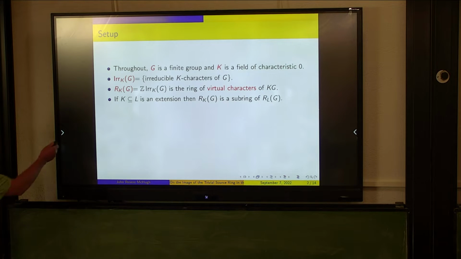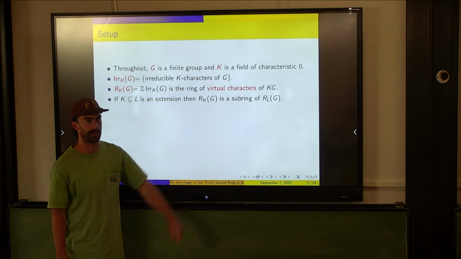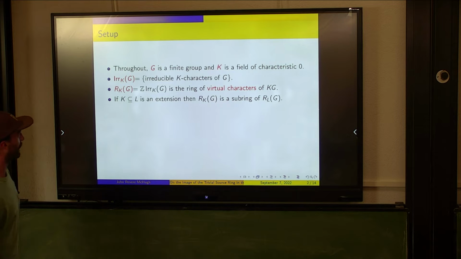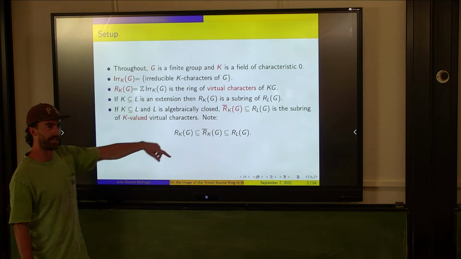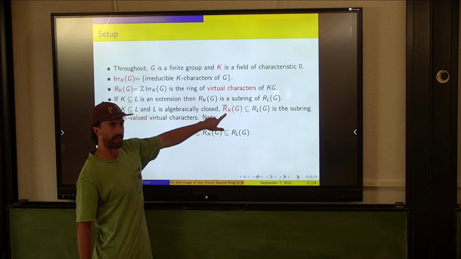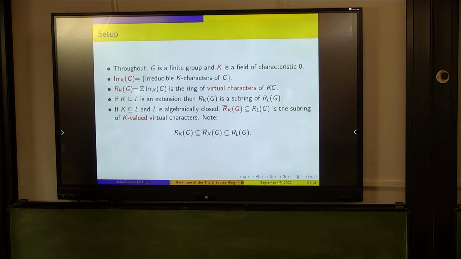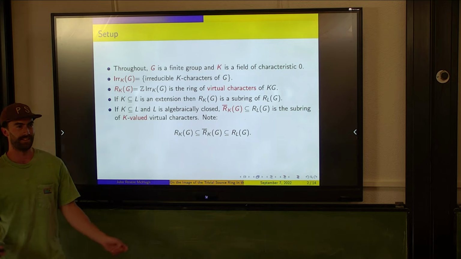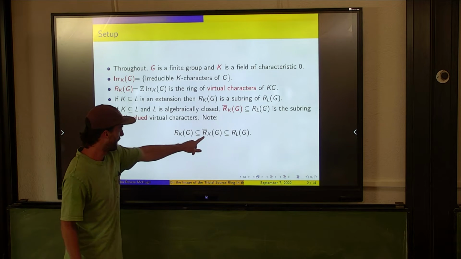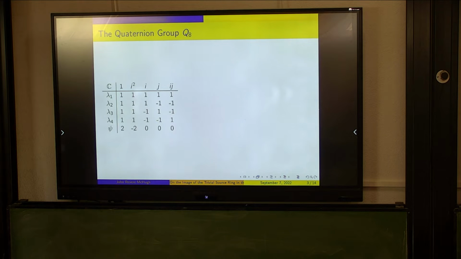And if I had a field extension, if K was contained in L, then I could view a character of a KG-module as a character of an LG-module just by extension of scalars. So R_K(G) is a subring of R_L(G). If, in addition, L is algebraically closed, I could define a subring of R_L(G), R-bar_K(G). This notation comes from Serre's book on linear representations of finite groups. And it's the subring of K-valued virtual characters. So of course, if you're a character of a KG-module, then you take values in K. So you have this containment. But it can happen that this containment is proper. I'll show you an example. This is a kind of toy example, but it'll turn out to be very important to the story.